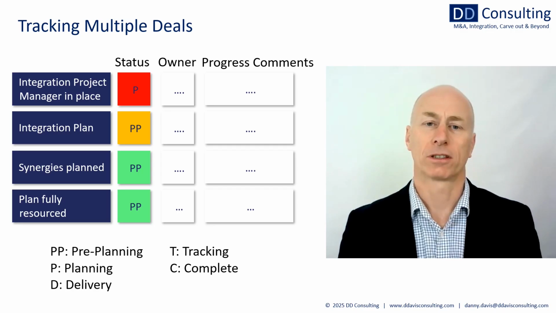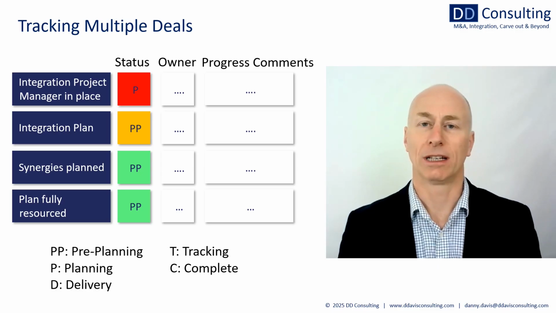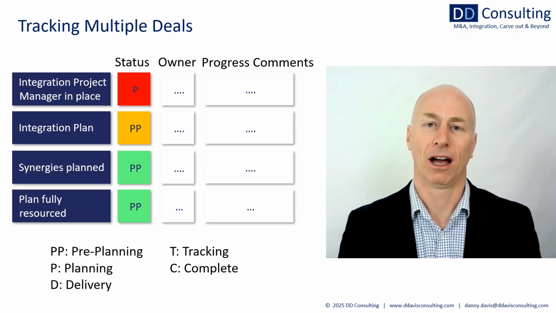So firstly, we're going to have a little checklist, and here on the left you can see some things we might want to set up for a deal. So have we got an integration director in place? Have we got an integration plan? Have we got our synergies? Have we resourced our plan fully? So I've got slightly longer lists than this, but obviously this is a nice easy slide to discuss this with.